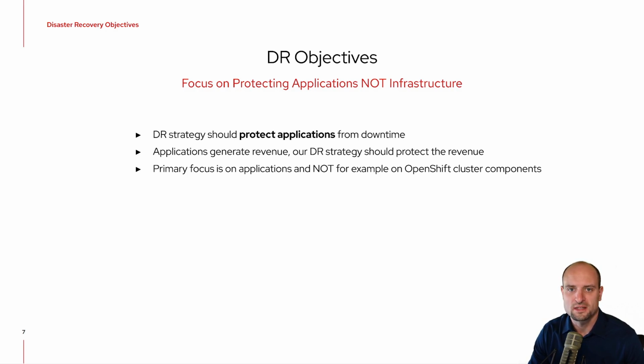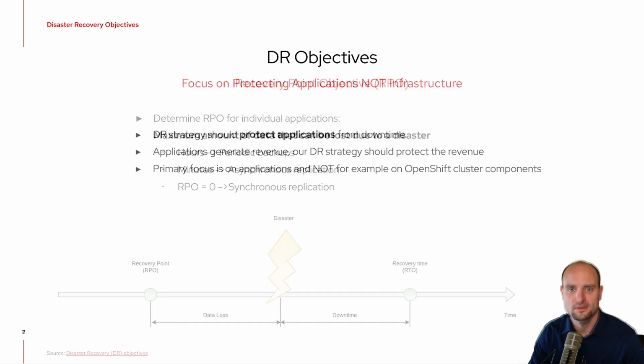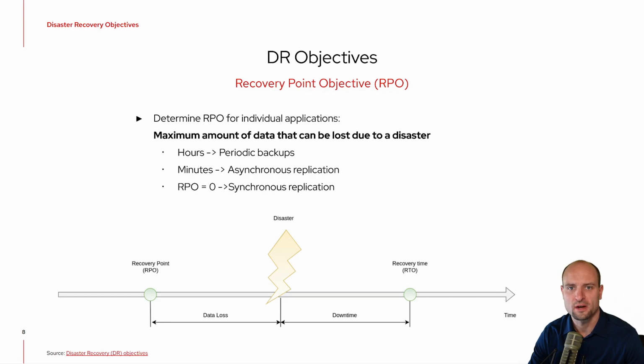However, as long as this does not affect the application, then it is not really a disaster for us. When creating your disaster recovery strategy, you will need to determine the recovery point objective and the recovery time objective for each of your applications. The recovery point objective defines the maximum amount of data that you are willing to lose during a disaster.